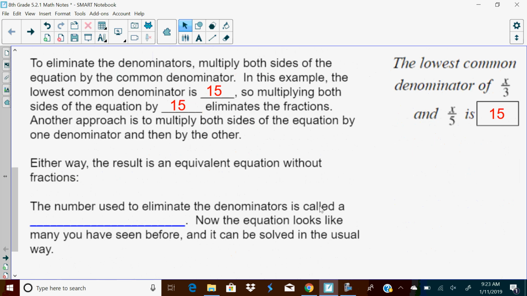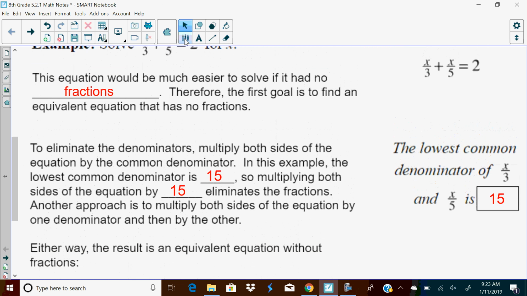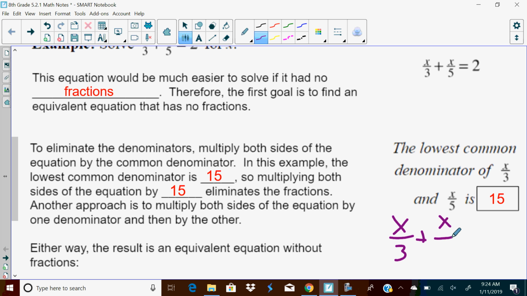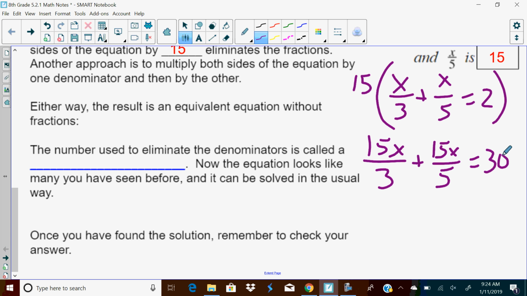So if we take our equation, x over 3 plus x over 5 equals 2, we're going to show that we multiplied everything by 15 by putting parentheses around it, and we're going to distribute the 15. What's going to happen is I'm going to get 15x over 3 plus 15x over 5 equals 30, because I multiplied every single piece by 15.